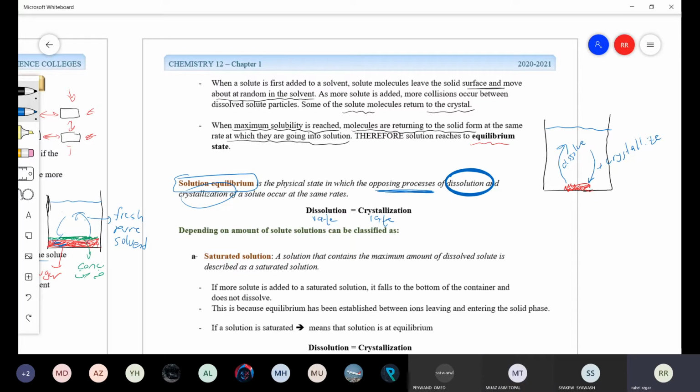We don't care if it's an electrolyte or non-electrolyte. As long as it's solid, all right? And it dissolves in water. Okay, thanks, Asha, you're welcome. So this is solution equilibrium.